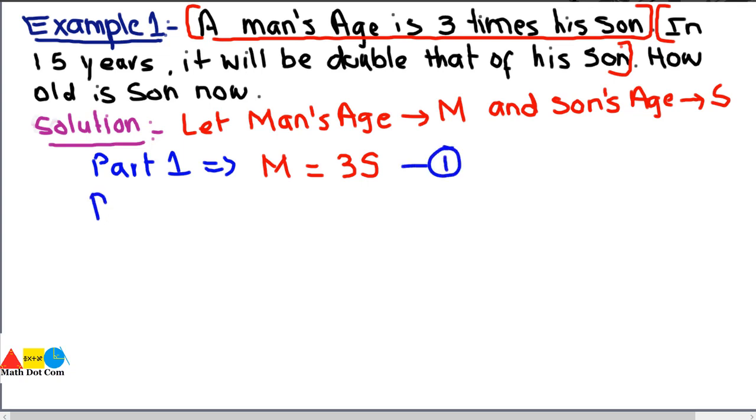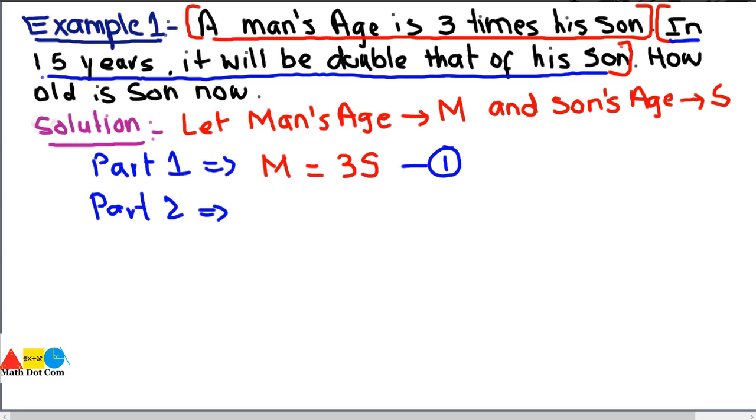Now we have to write the equation of part 2. Part 2 is this: in 15 years it will be double that of his son. Now in 15 years means in the coming 15 years. So in the coming 15 years you have to add 15 to the ages of man and son. How? Like the age of man in 15 years, I have to add 15 to the age of the man because we are saying in 15 years. I can't take a single m because m is the present age. So we have to add 15 to it.